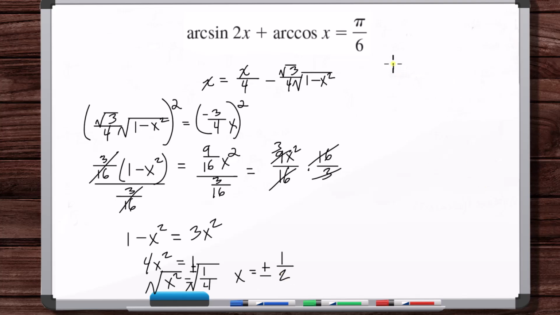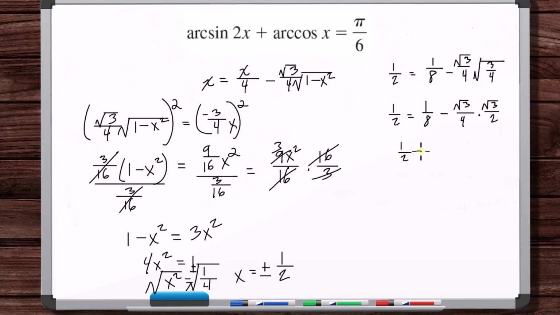So let's try positive 1/2. X is positive 1/2 divided by 4 is 1/8. Now 1 minus 1/2 squared is 1 minus 1/4, which is 3/4. So root 3 over 4 times root 3 over 2 is 3 over 8.